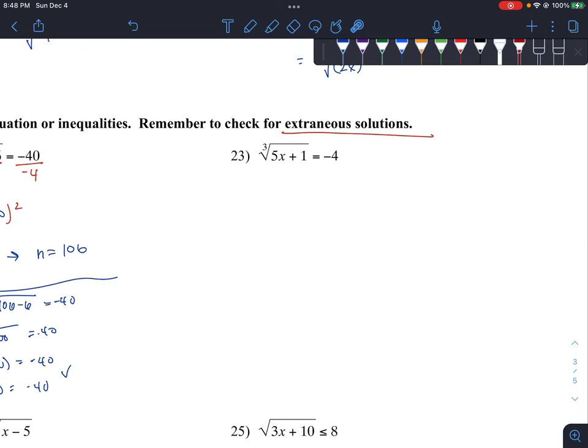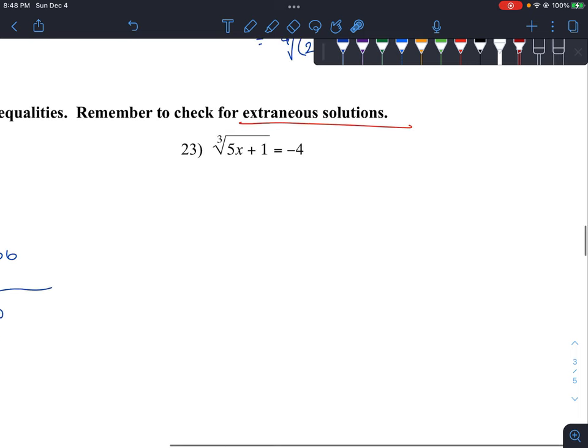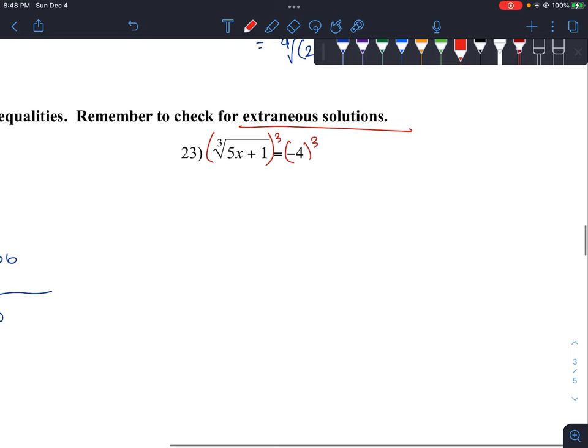Try 23. So for this one right here, the radical is already isolated. So I'm just going to go ahead and get rid of the radical and cube both sides. So then I get 5x plus 1 is equal to -4 cubed, which is -64.